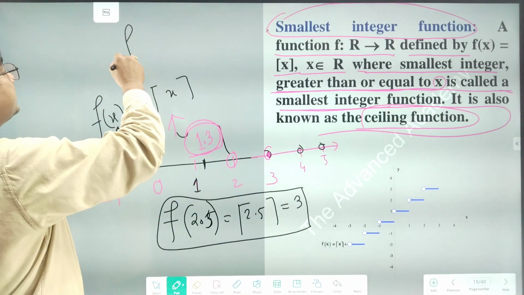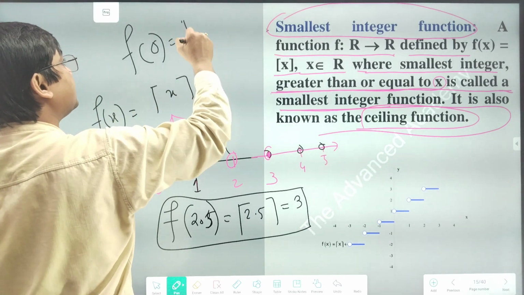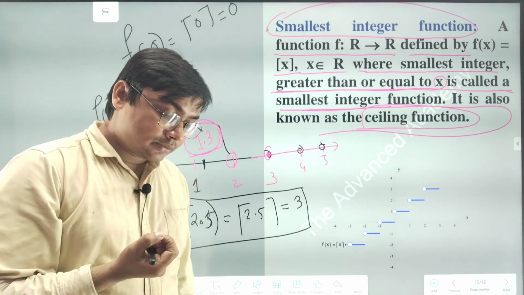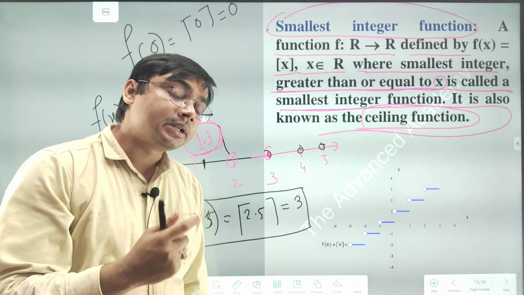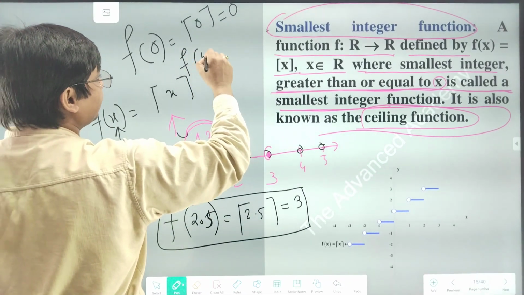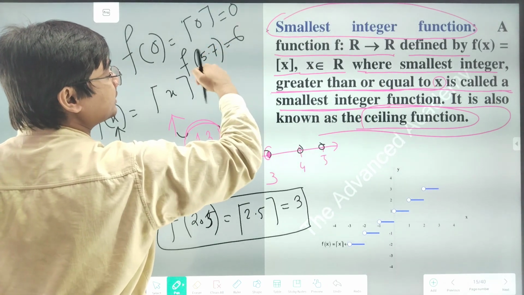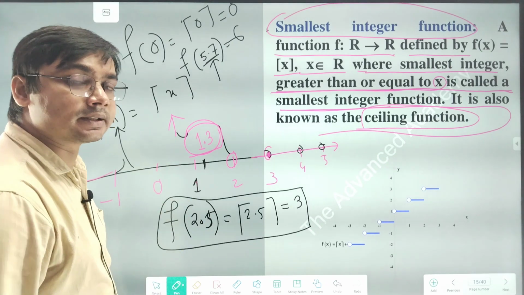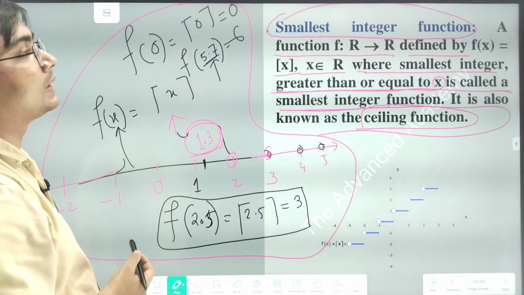So suppose we put 0 here, then the value of this function will also be 0. Because in a function, if we put in an integer, it gives the same integer back, and if it is not an integer, it gives the smallest integer just greater than it. Suppose we put 5.7, so what will this be? This will be 6, because 5.7 is not an integer, and the integer just greater than it is 6. So these are a few examples of the smallest integer function.